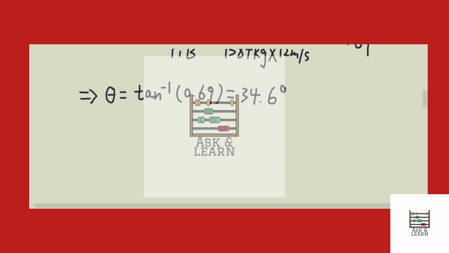Let me show you the angle. If this is the horizontal direction, the x-axis, then this should be the angle here. Theta is equal to 34.6 degrees. It's moving like this, so it's in a direction at an angle of 34.6 degrees from the horizontal direction.